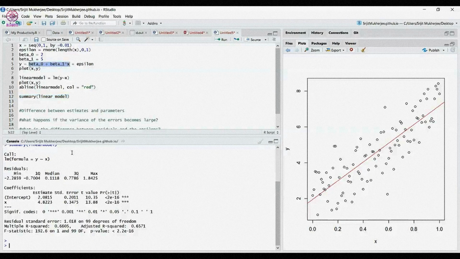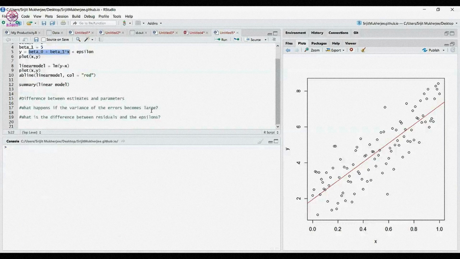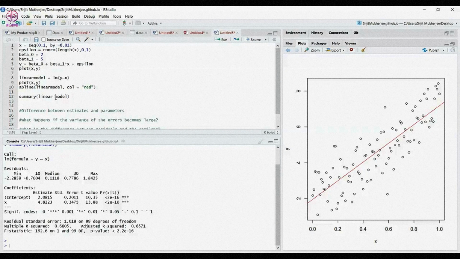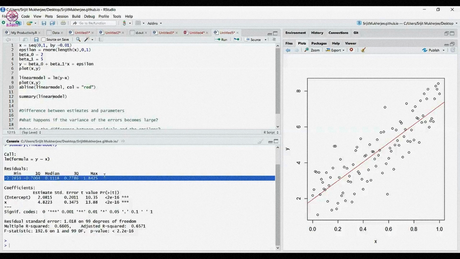Okay. Now what are residuals? So we understood the difference between beta naught hat and beta 1 hat, and beta naught and beta 1. That is the difference between estimates and the parameters. Now what are the residuals? Let's see the summary again. If you observe the residuals, the mean of the residuals is sort of 0, the residual summation will be 0. We know that from the normal equation, but the median is this, the minimum is this, the maximum is this.